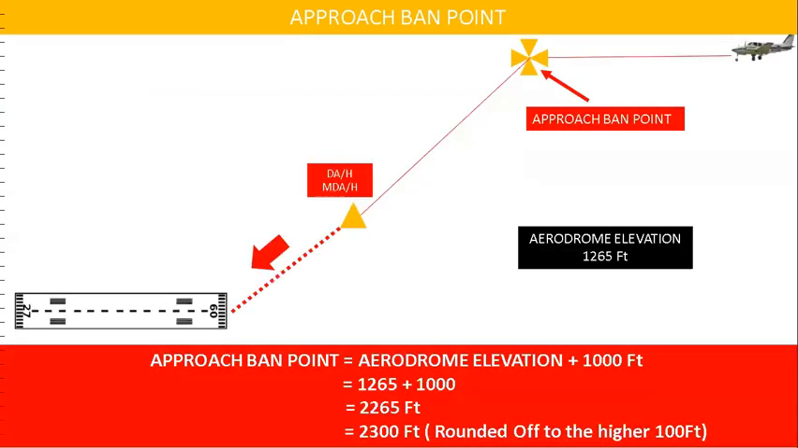Now we will calculate the approach ban point. Suppose our airport elevation is 1265 feet. We need to round this off to the next higher 100 feet. Thus, it will become 1300 feet. Thereafter, we will add 1000 feet to this figure. Thus, in this particular case, our approach ban point will be at 2300 feet.